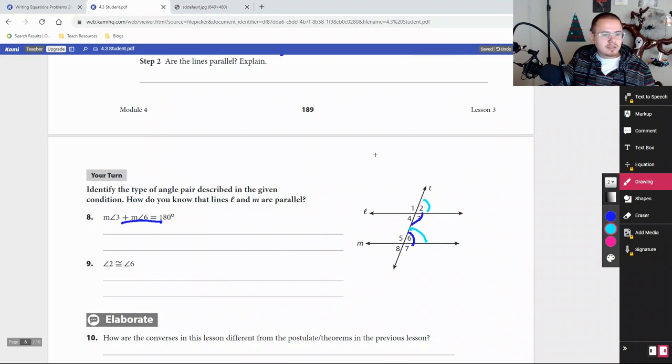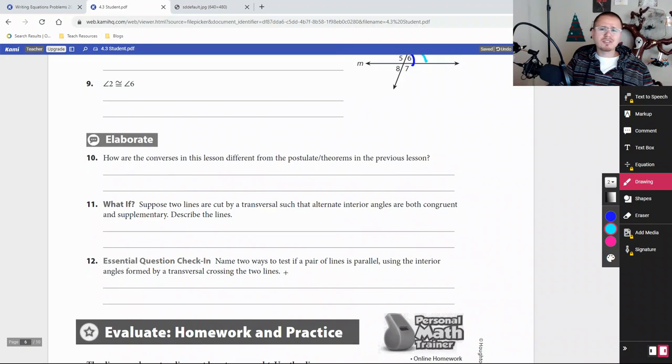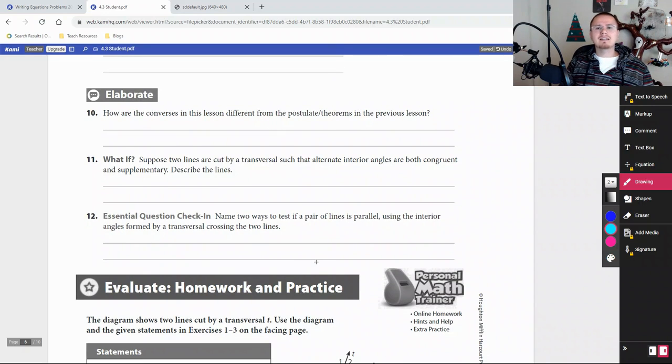2, 6. Congruent corresponding. Are they parallel? Yes, by the converse of the corresponding angle theorem. We're rolling. All right. Try to push yourself on these guys. Even if you don't really know what you're saying completely, it's good to practice writing because writing helps you remember.